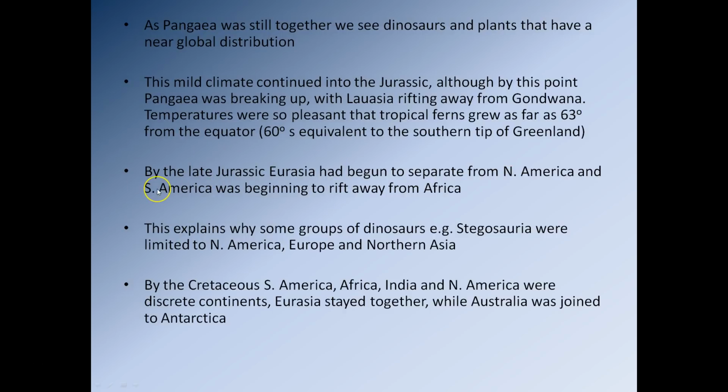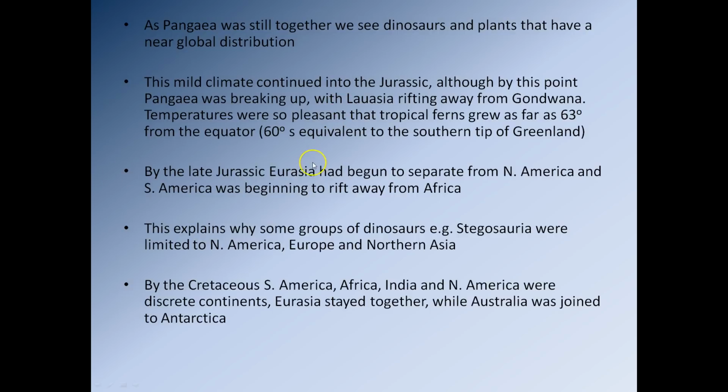But the disintegration of Gondwana, that's South America, Africa, India, Australia, Antarctica and Madagascar. Hold on, let's try that one again. I think I missed one. So South America, Africa, India, Australia, Antarctica, Madagascar. Yeah, okay. No, I did get them all.